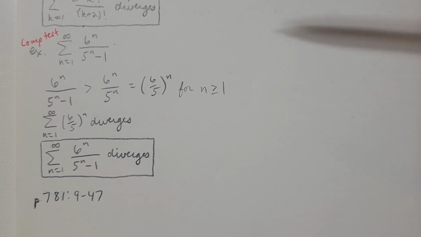Okay, so the summation as n equals 1 to infinity of 6^n divided by 5^n - 1 diverges by the comparison test.